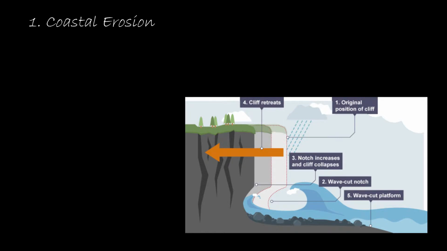So, how do waves change the coastline? Well, they can do 4 things. Firstly, they can cause coastal erosion, where rocks are worn away by debris like other rocks, plastic, metal and sea animals that are in the water.